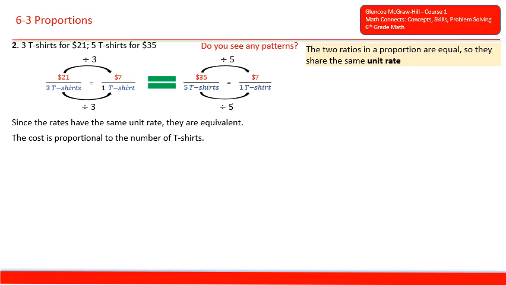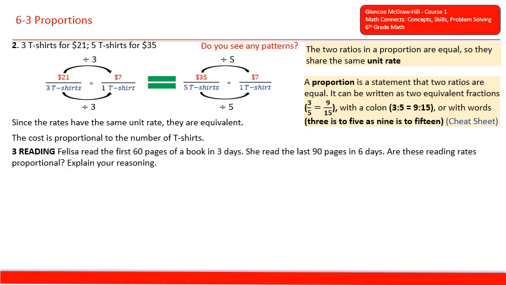The two ratios in a proportion are equal, so they share the same unit rate. A proportion is a statement that two ratios are equal. It can be written as two equivalent fractions, 3/5 equals 9/15, with a colon, 3 to 5 equals 9 to 15, or with words, 3 is to 5 as 9 is to 15.